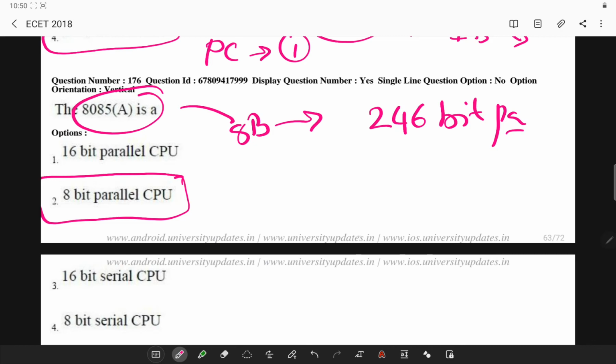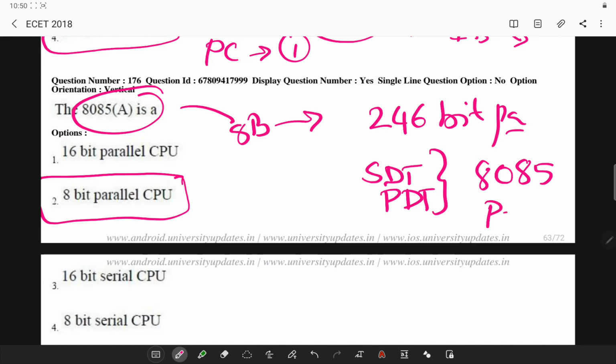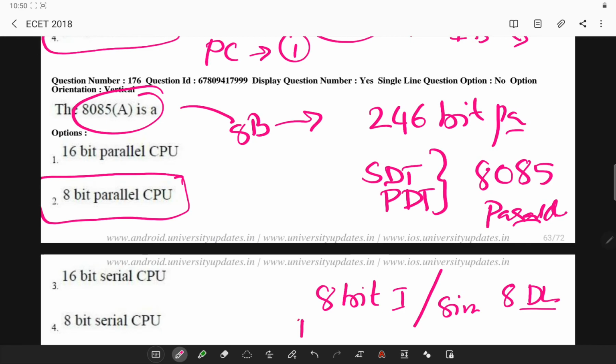So we can also classify the data transfer schemes into two types, which are serial data transfer and parallel data transfer. And our 8085 microprocessor is basically a parallel device. So it transfers 8 bits of information simultaneously over 8 data lines in parallel IO mode.